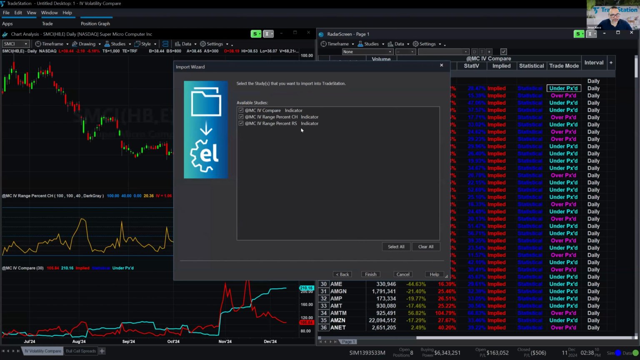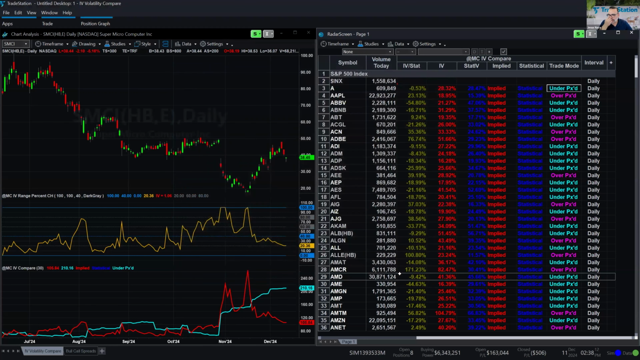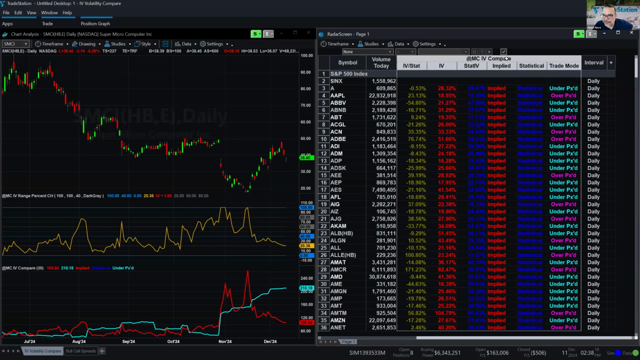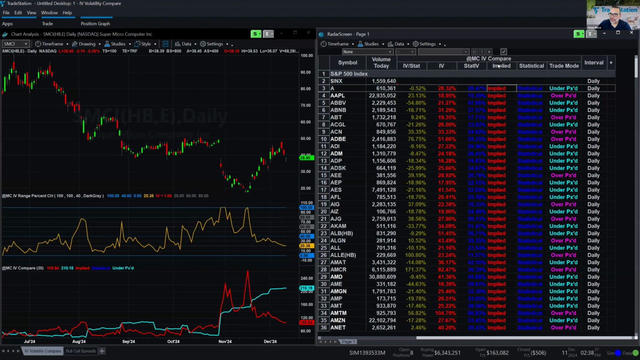Let me show you how cool the radar screen indicator is, because I don't think we looked at it. Right here, the IV compare. There's a couple columns right here that I want to hide. For example, this implied volatility, it says implied all the way down. I don't need it. The same for statistical. It says statistical all the way down. It's just letting you know which color is which.